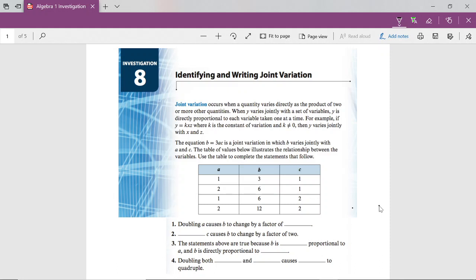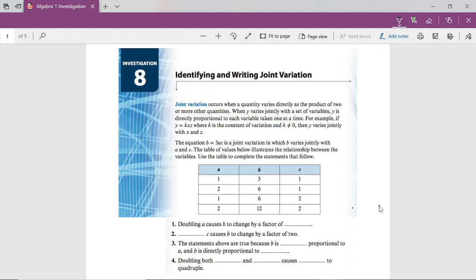When y varies jointly with a set of variables, y is directly proportional to each variable taken one at a time. For example, if y equals kxz, where k is our constant and it's non-zero, then y varies jointly with x and z.